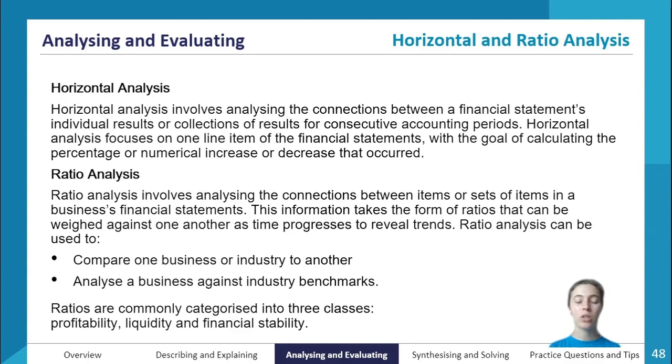So these ratios can be weighed against one another as time goes on to reveal different trends, and it can be used to compare one business or industry to another, and it can also be used to analyze a business against industry benchmarks. So there's commonly those three categories for ratios. We've looked at two of them, profitability and liquidity, and then the final one I mentioned earlier is financial stability.